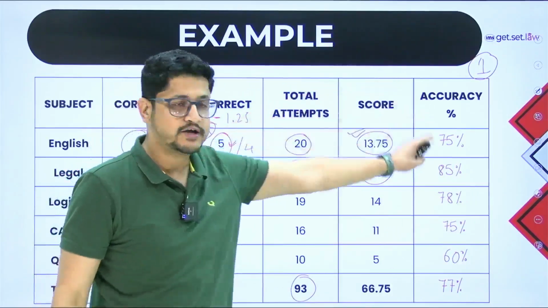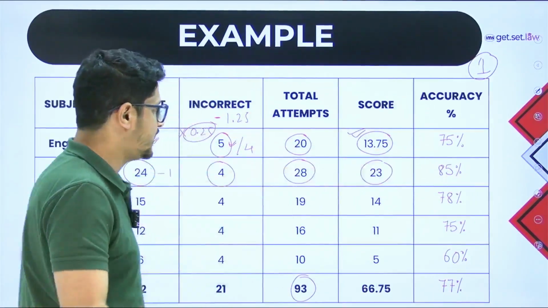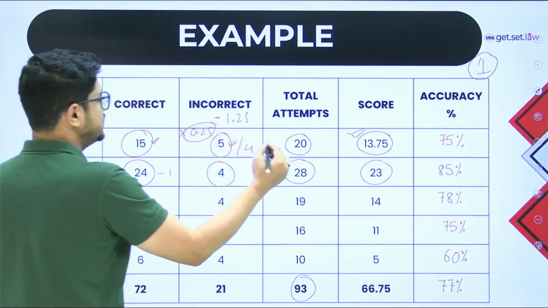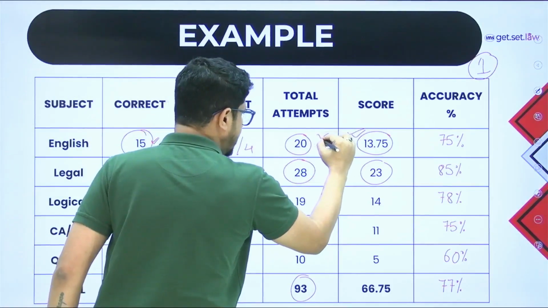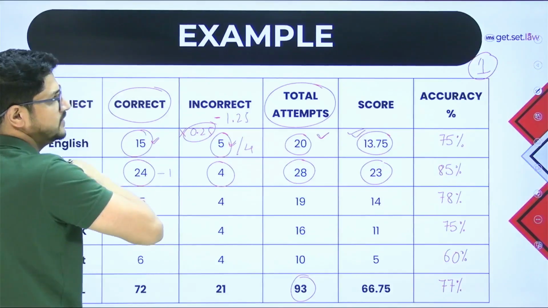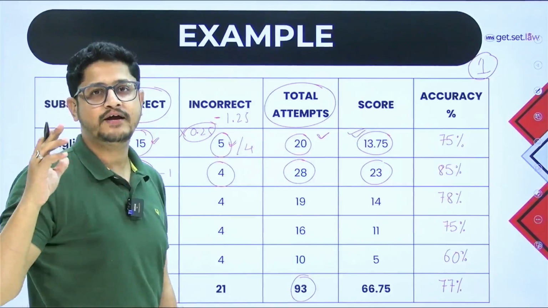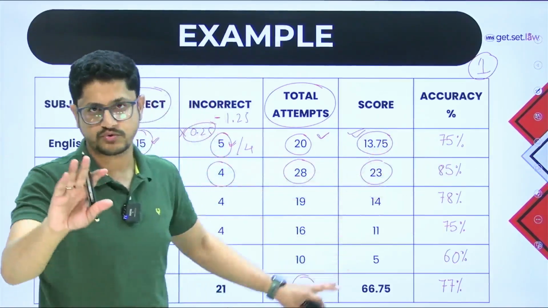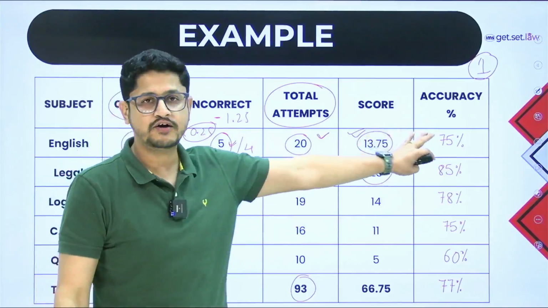Now coming to the accuracy percentage, what is being written? Accuracy percentage is majorly calculated as: in my total attempts, how many were correct? How accurately am I getting answers correct? It has nothing to do with score. Be very honest. Okay, this is not the accuracy.